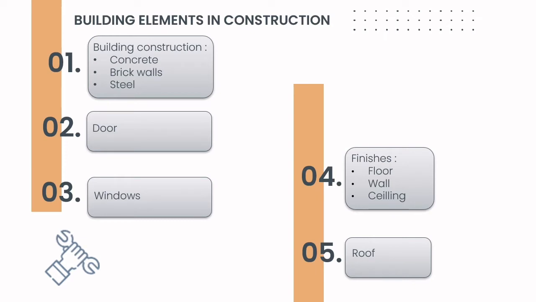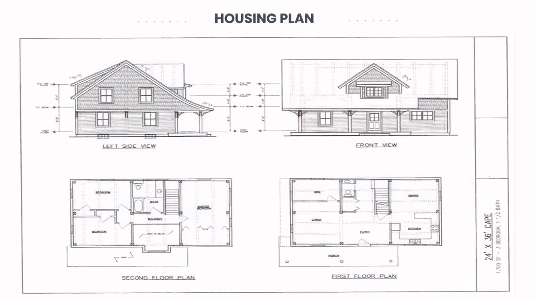First, building construction: concrete, brick wall, steel. Second, door, and third, window. Fourth, finisher: floor, wall, and ceiling. And the last is the roof. This is an example housing plan.